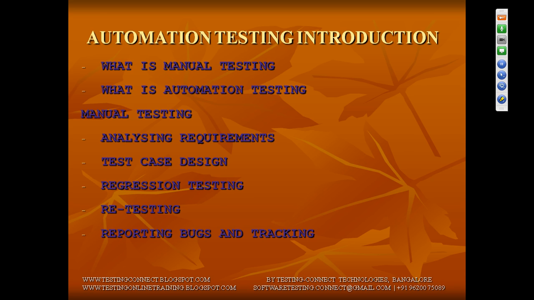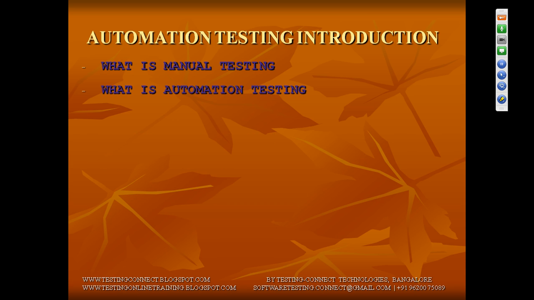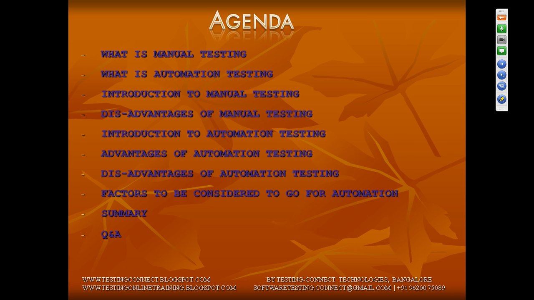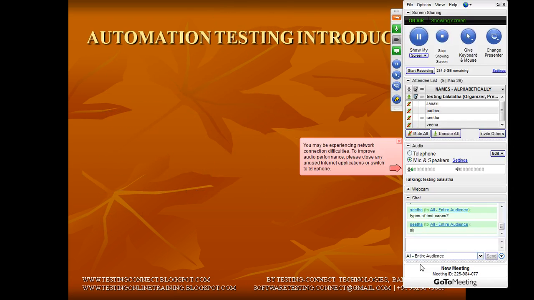I said there are two types of releases for any project: major release and minor release. Minor release means every 1 month, major release means every 3 months. Before going into that, today we'll see what manual testing is, what automation testing is, manual testing disadvantages, automation testing advantages and disadvantages. And what factors and criteria you'll consider to go for automation. These are the different things you'll look for.